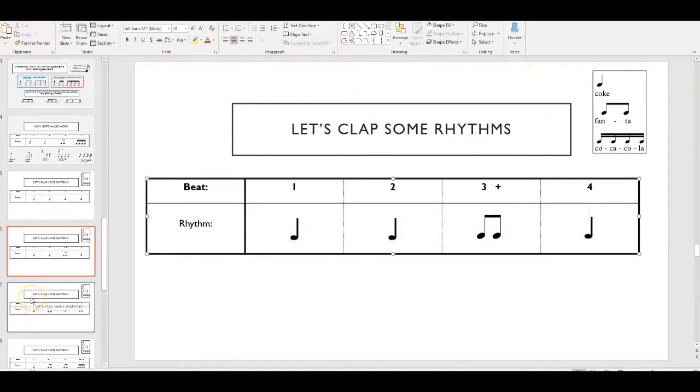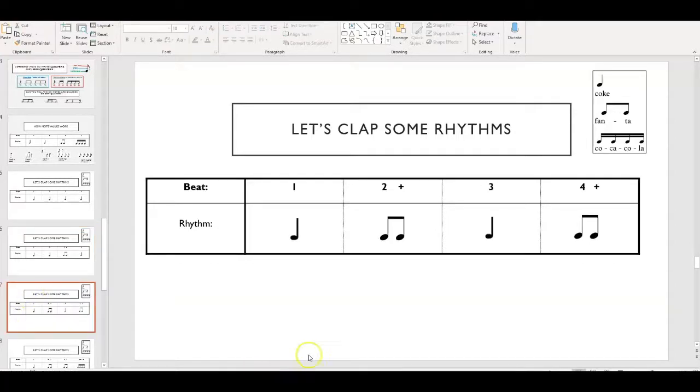Rightio, let's move on to the next rhythm. We'll play this one twice in a row. Now we have two groups of Fantas, or two pairs of quavers. 1, 2, 3, 4. 1, 2, and 3, 4, and 1, 2, and 3, 4, and. Now I'll do it with the Cokes and the Fantas. 1, 2, 3, 4. Coke, Fanta, Coke, Fanta, Coke, Fanta, Coke, Fanta.